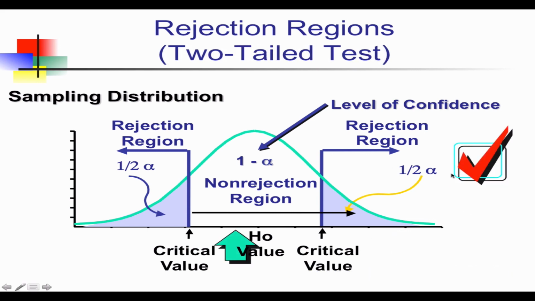And then if you observe something in this non-rejection region, which means in between these two rejection regions, then you basically see that it's not that rare to observe this value under the H null value. So that means I fail to reject this null hypothesis.